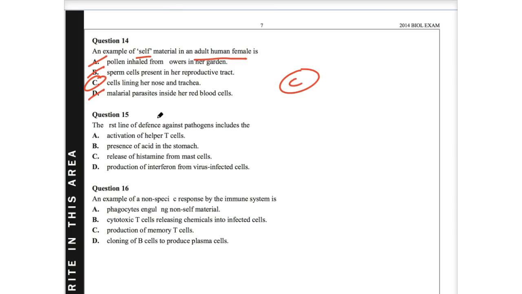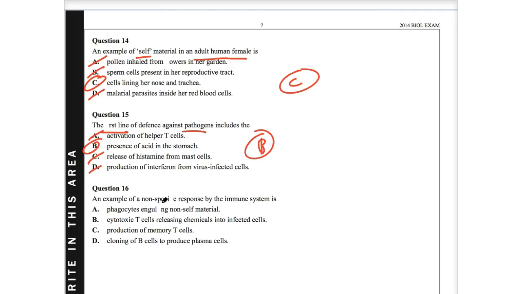The first line of defense against pathogens include... So the first line, and we know the first line is non-specific immunity, so it's nothing specific. We know the activation of helper T cells is specific. We know the release of histamine is specific to allergies, and we know the production of interferon from virus-infected cells is also a specific response. Therefore, B is the presence of acid in the stomach, that barrier. So therefore, B is the answer here.